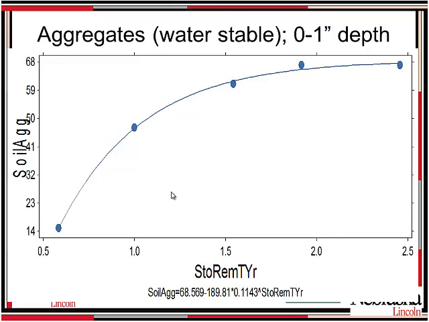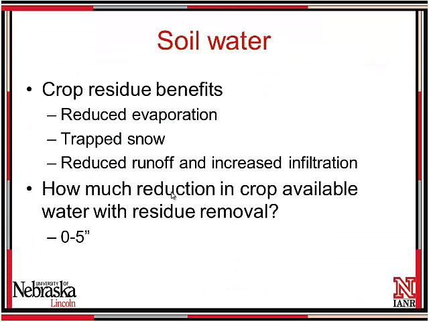And again, this is our 2 ton per acre yield. So it's supporting what we have in the NEB guide. And some of this other information is supporting what we have in the NEB guide. Soil water is a big one for you, more so than in eastern Nebraska where we get more rainfall. Even though there it's important too. But the residue can help to reduce evaporation, to trap snow, and to reduce runoff and increase infiltration.